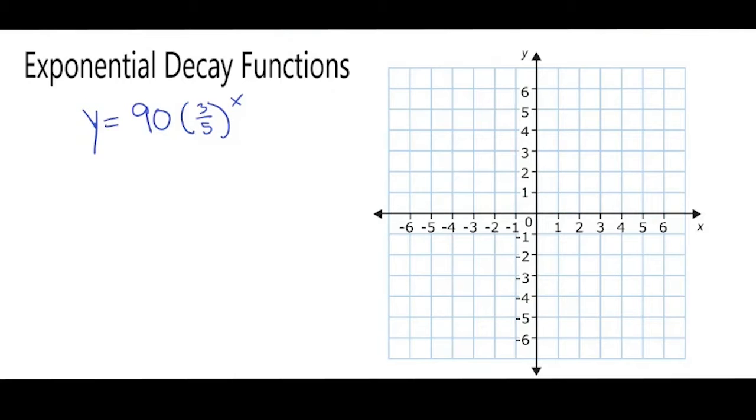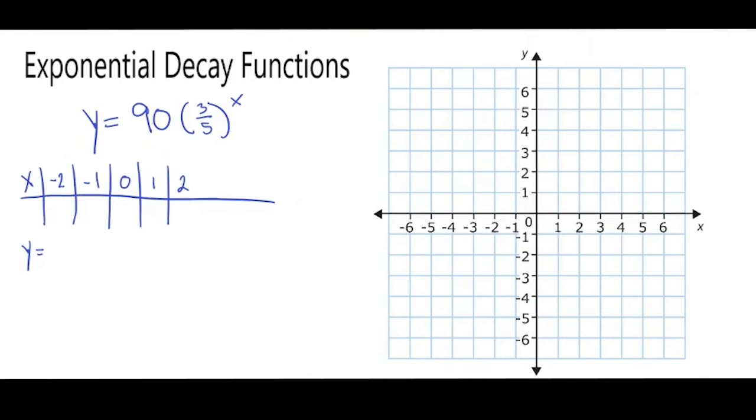Here I have the function y is equal to 90 times 3/5 to the x power. So I need to pick some x values and plug these in to find out what y equals. So I'll pick my x values, and as I normally do, I'll pick -2, -1, 0, 1, and 2.